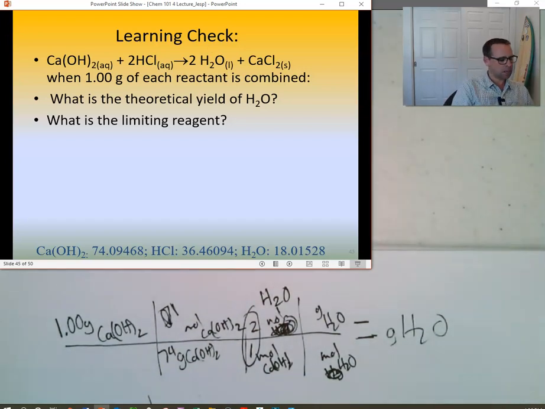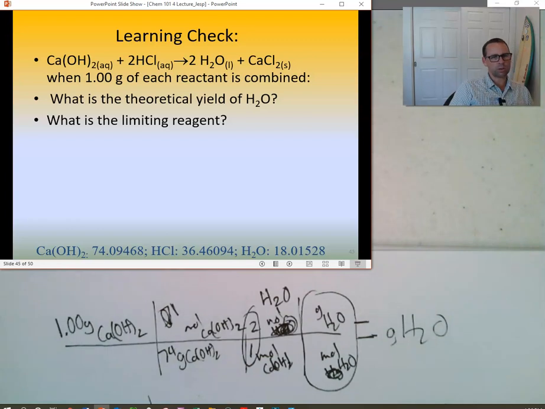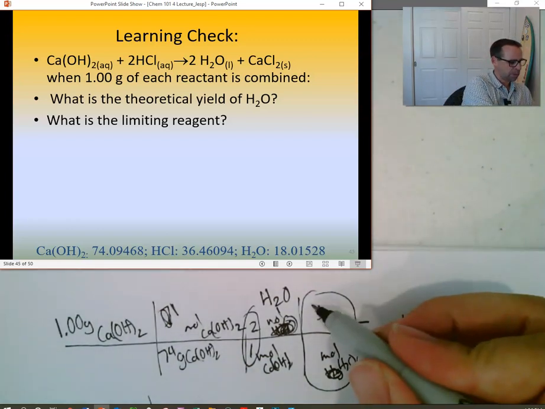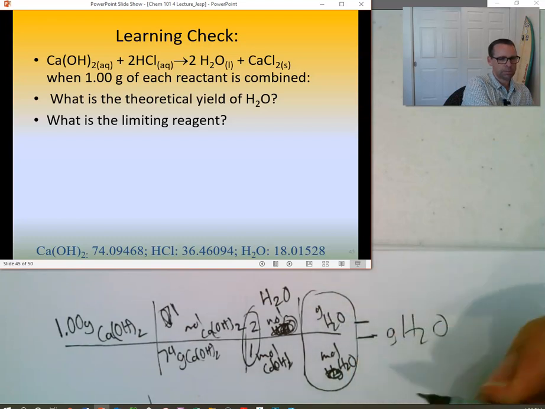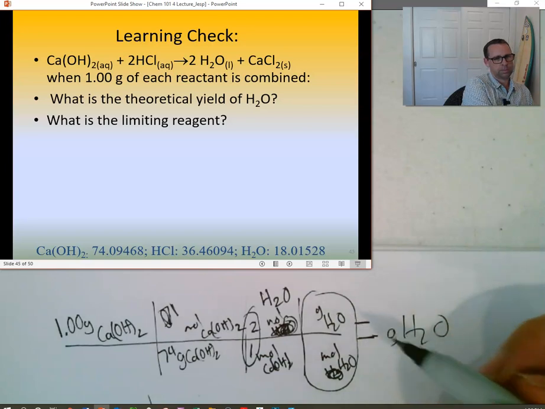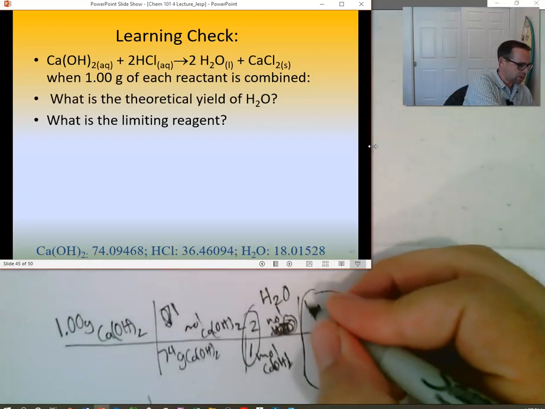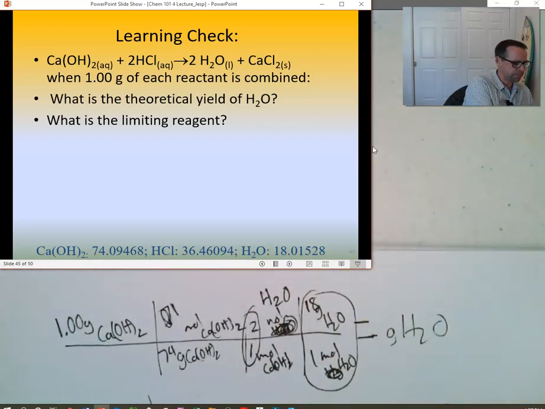Excellent. And now my last one here relates the moles of water to grams of water. What's that? How many grams per mole? Should be down here on the bottom. 18. Very good. 18 grams per mole. Fabulous job. So the calculator needs to come out.